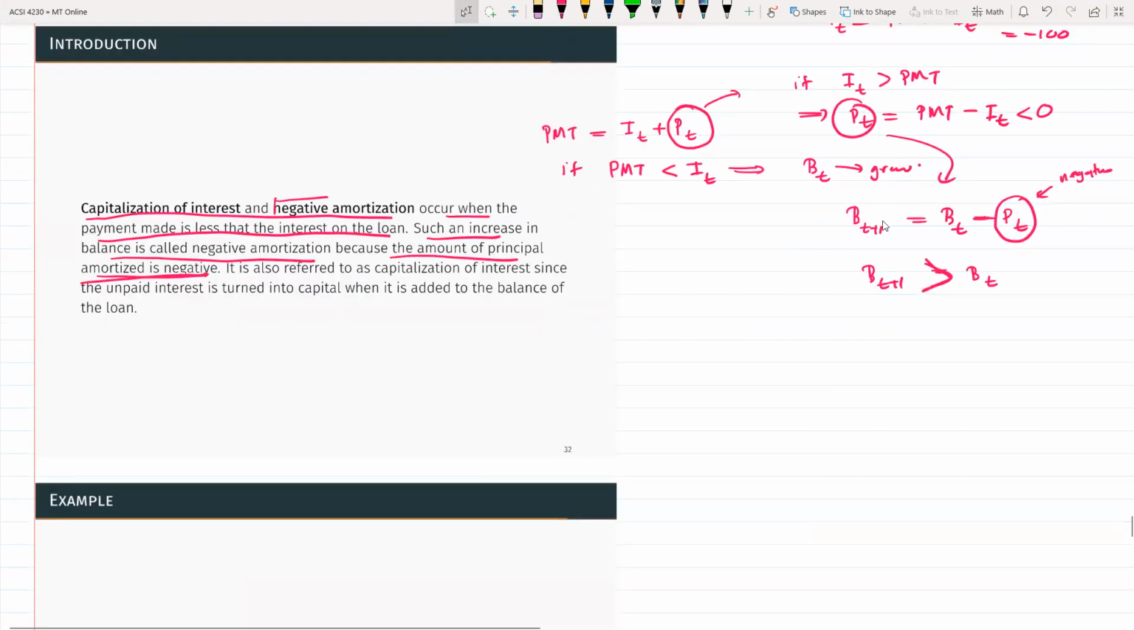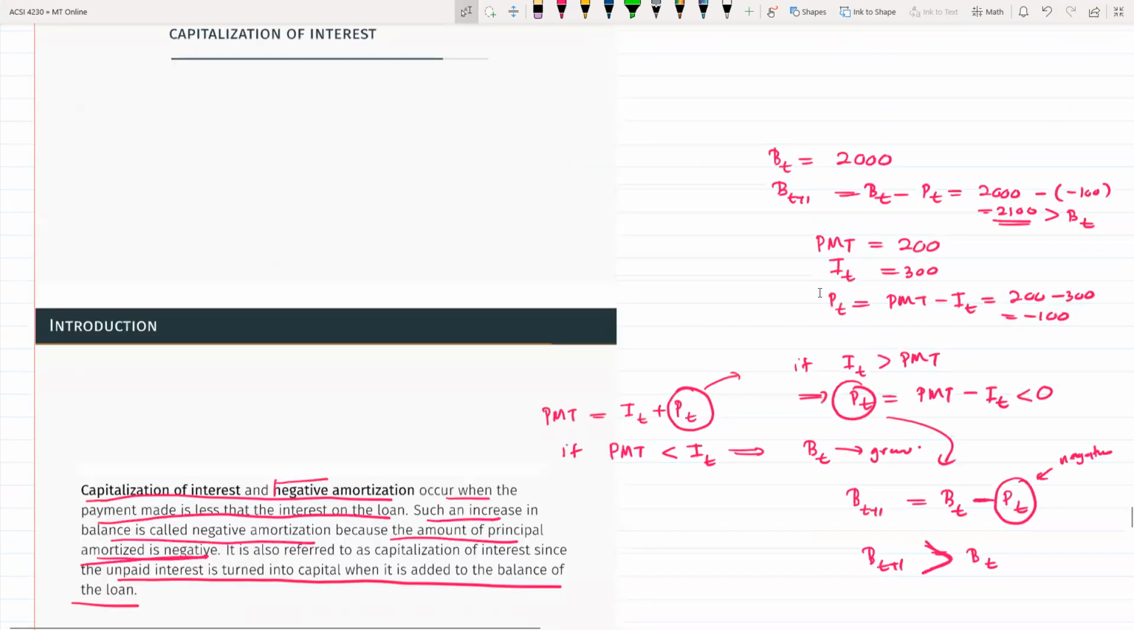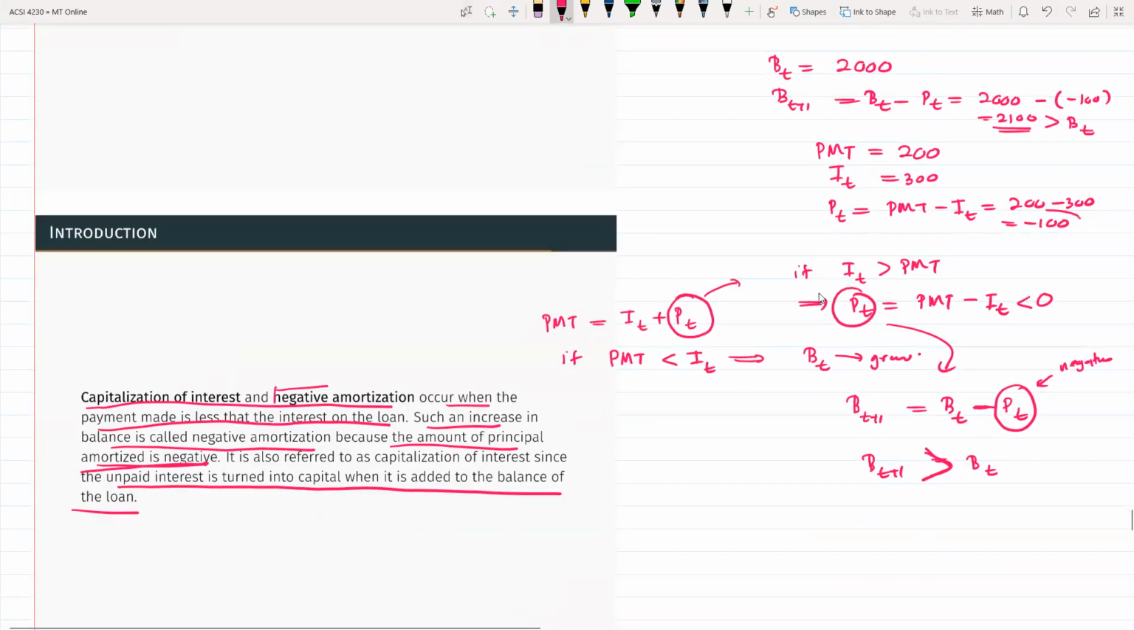So basically, unpaid interest is turned into capital when it is added to the balance of the loan. So you are really adding the unpaid interest. So this 100 is what? This is basically the unpaid interest. Because you're supposed to pay 300 to cover the interest, but you are making 200. So that's unpaid interest. You are not paying $100 of the interest due, so that is added to the current balance. So the new balance becomes 2,100.